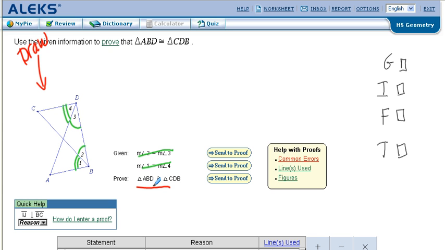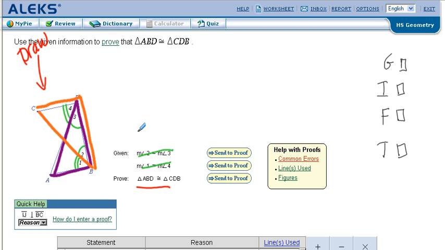We're trying to prove that triangle ABD, I'm going to trace that in purple, ABD triangle is congruent to triangle CDB. Now notice we have overlapping triangles. When you have overlapping triangles, it's very important you pull the triangles apart.